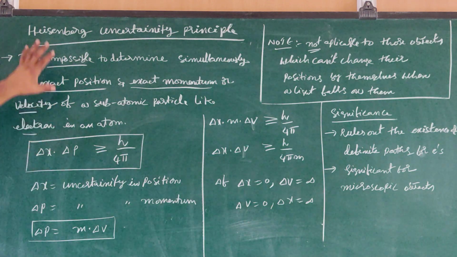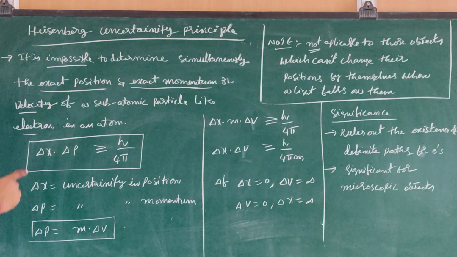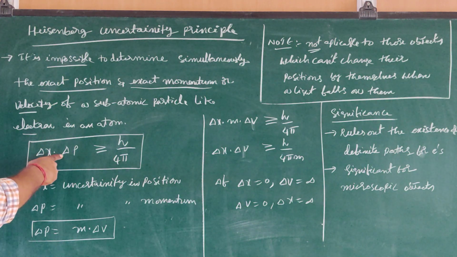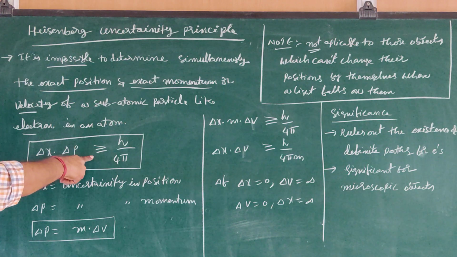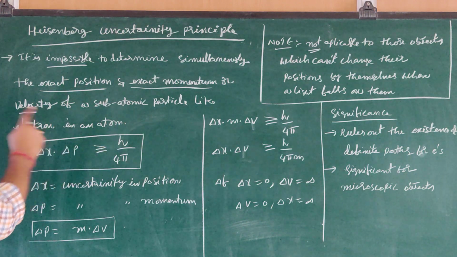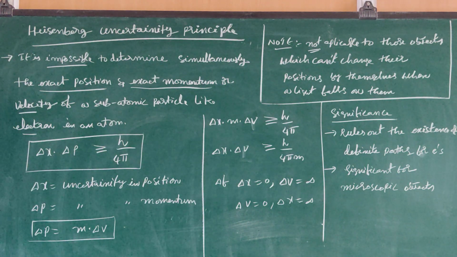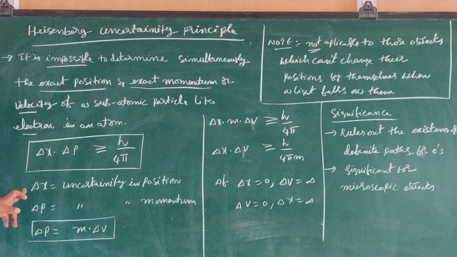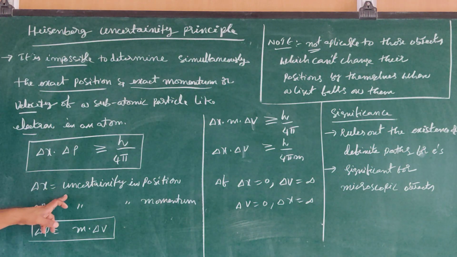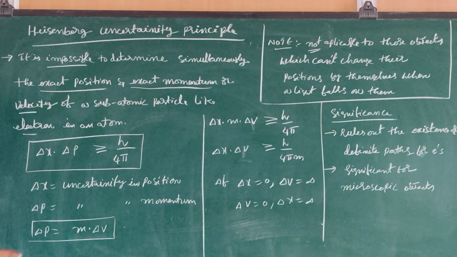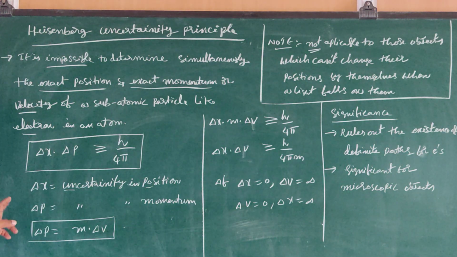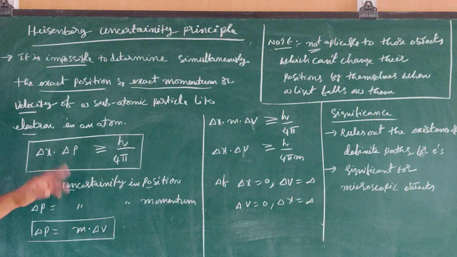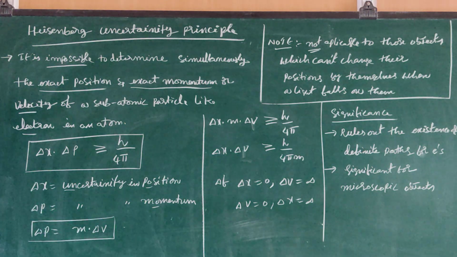For this purpose, he has given an equation: delta x into delta p is greater than or equal to h by 4 pi. Here delta x is equal to uncertainty in position. Delta p represents uncertainty in momentum.